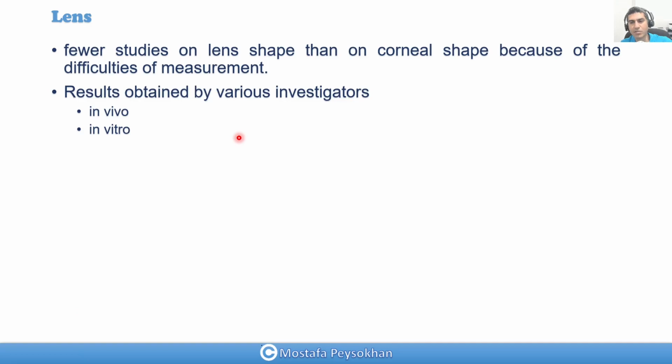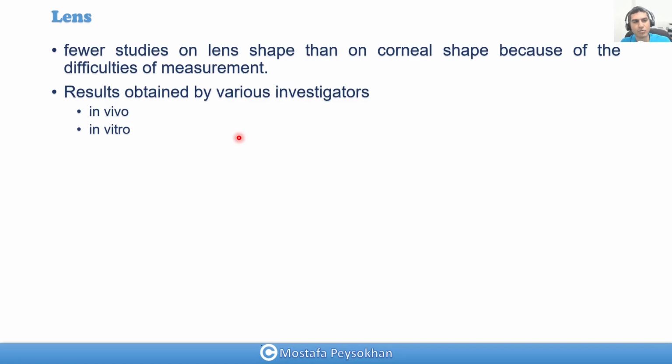The results are obtained by two main categories: in vivo and in vitro. Vivo is a Latin word for live, for something that is alive. So in vivo means doing some kind of measurement, optically or even physically, on a live animal or live human. You can measure it directly.